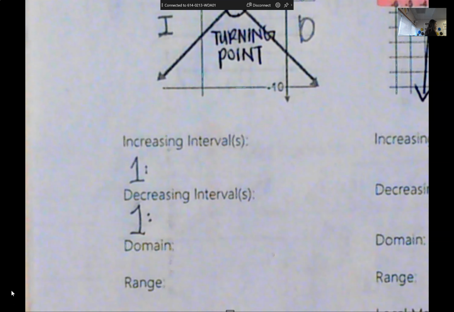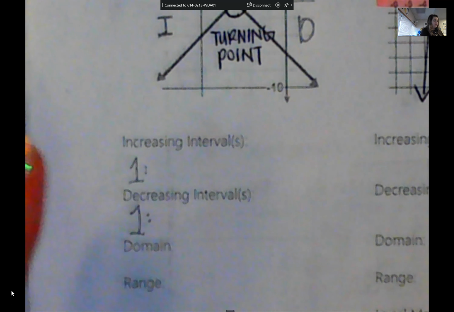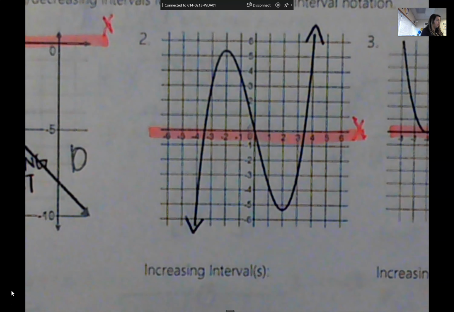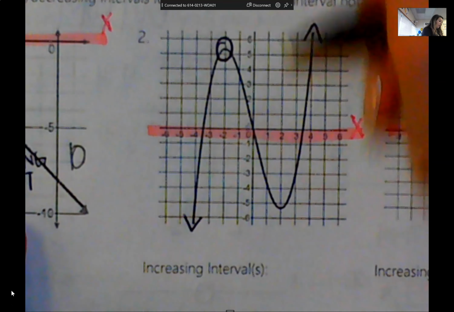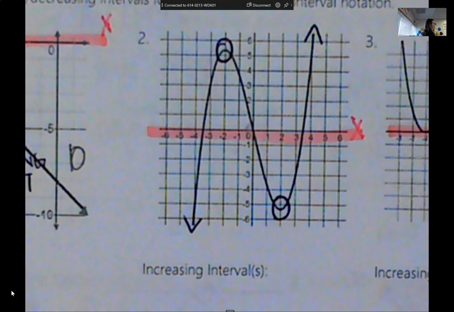We're going to have to come back to this, though, and tell them where it's increasing and where it's decreasing, but we're going to leave that till the end. Next up is a roller coaster. It has two turning points. It has a turning point at the top and a turning point at the bottom that you can see on the graph.